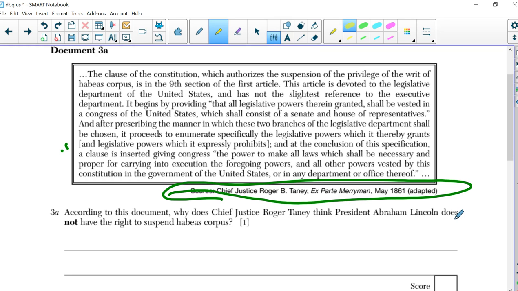Okay, that is a lot of text. That is a lot of big words, a lot of words that are put together in a strange way because it was written a very long time ago. So, what are we going to pull out of this? Why did Chief Justice Roger Taney think that Abraham Lincoln did not have the right to suspend habeas corpus? Well, hopefully you heard in here, I did kind of point it out a little bit, that he's talking about the article that Abraham Lincoln was citing, right? The 9th section of the first article.